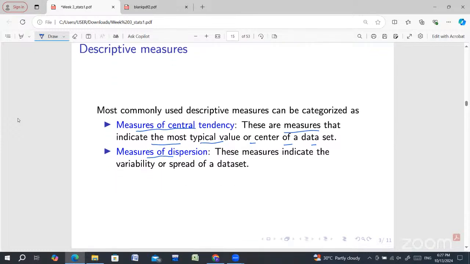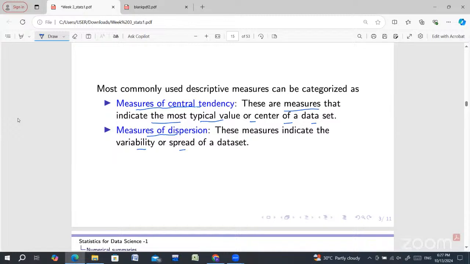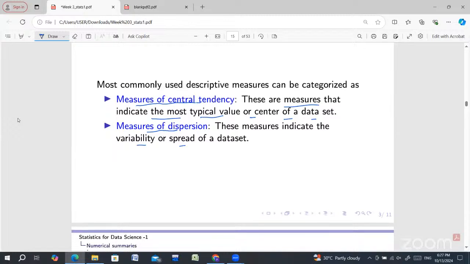Dispersion gives you the spread of the data. It tells you about the variability or the spread of the data. We will see it later, along with the different measures of central tendency and dispersion, and then it will be more clear to you. Basically, central tendency gives you the idea of the central part of the data, and dispersion tells you how the data set is spread out.